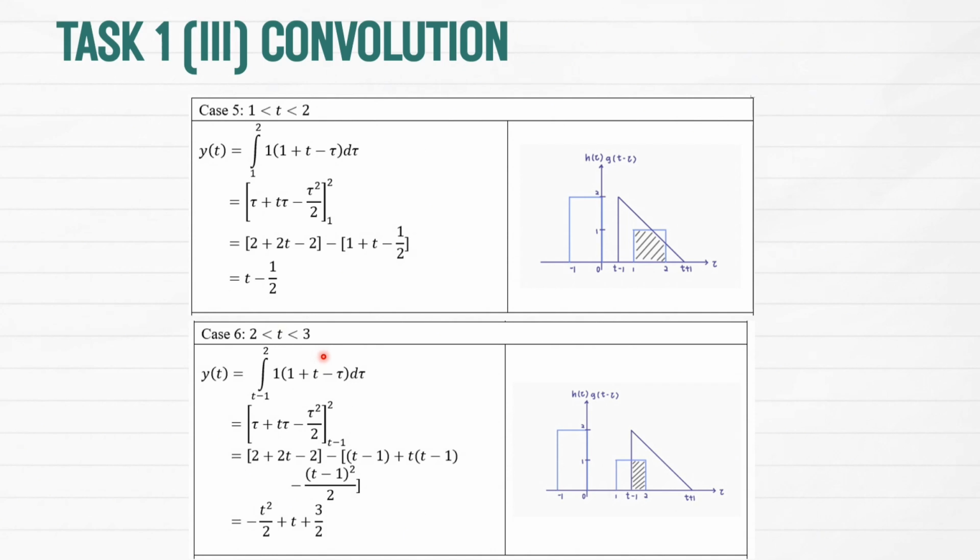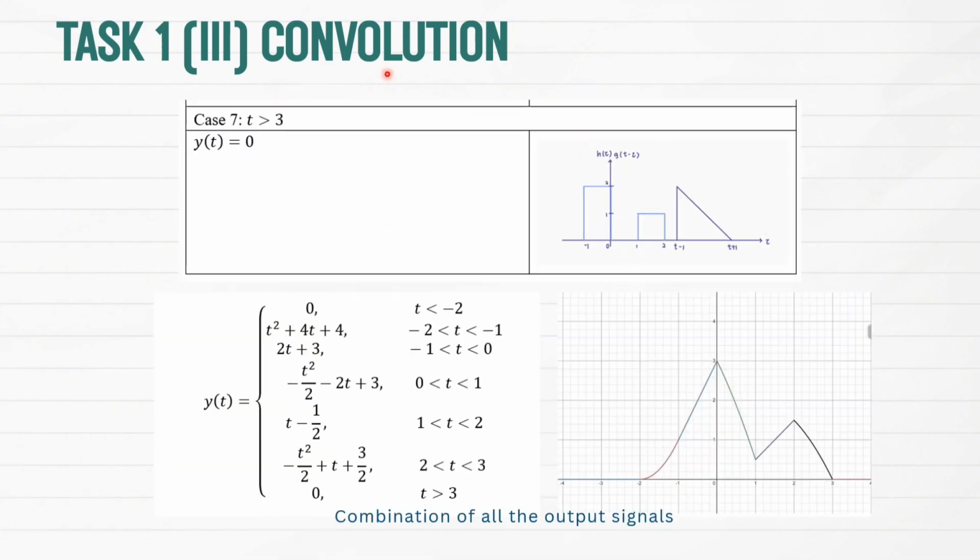The calculation is the same as before, except the limits of integration are changed. Here is the output signal shown in the slide. The last case is illustrated in the slide. The last case is the same as the first case, as both signals do not overlap. Therefore, the output signal for the last case is 0.